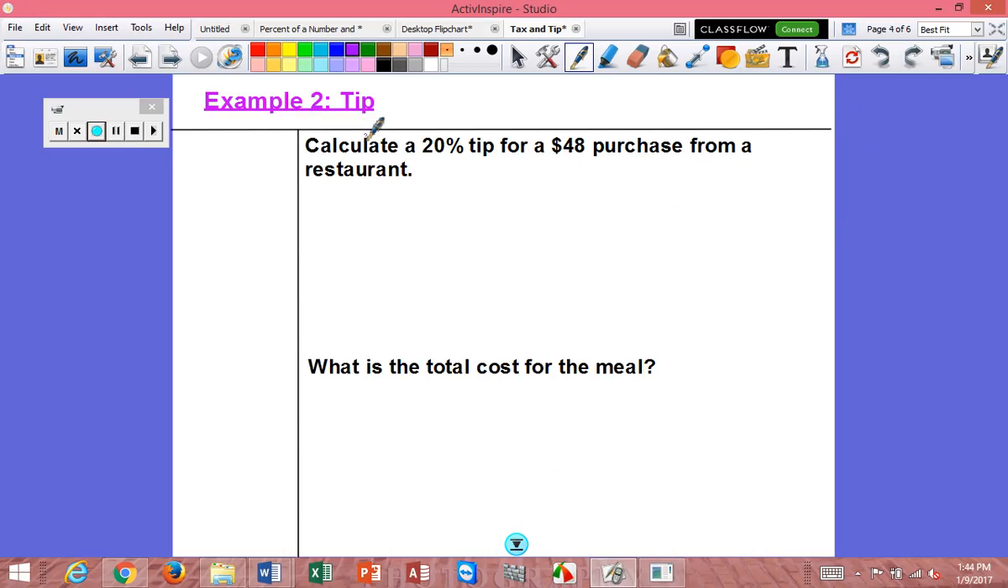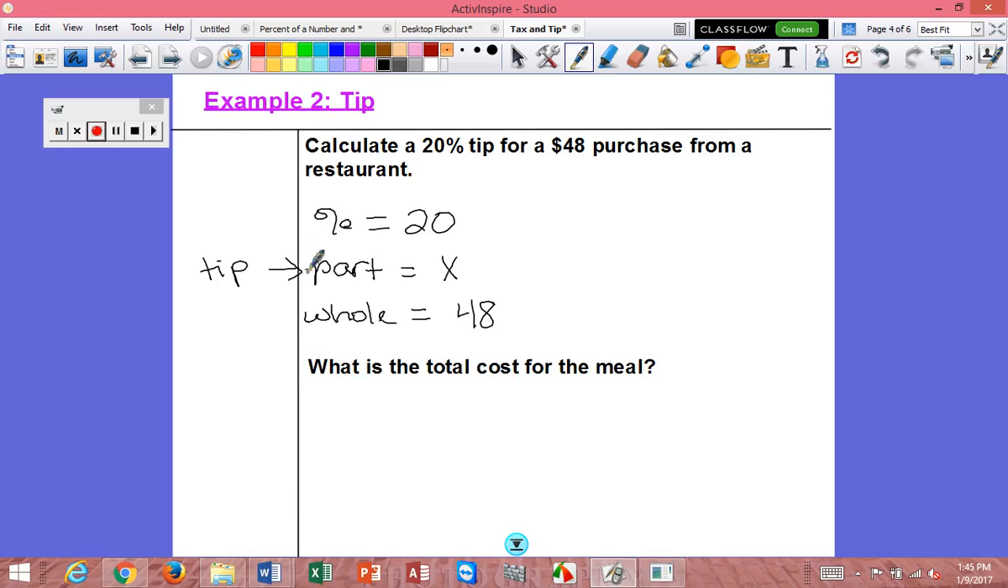All right, example 2. Calculate a 20% tip for a $48 purchase from a restaurant. So again, let's identify everything we have. The percentage, they gave us 20%, so that's going to be the tip rate. Now we want to find the part and the whole. Remember, the whole is the original total, so it's saying that it was a $48 purchase, so that is like the original total, and we're missing that part. So that's going to be the amount of tip. How much do we need to tip for this?